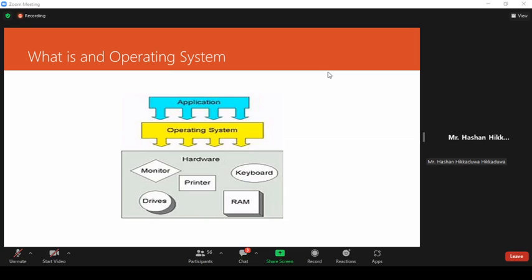Likewise, hardware also sometimes makes requests, right, to the operating system and to application software.